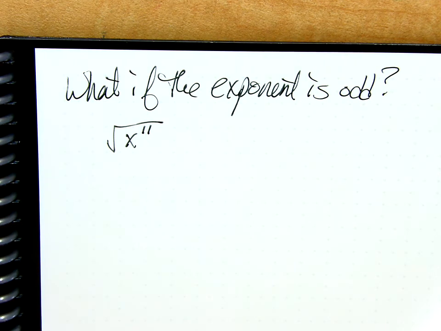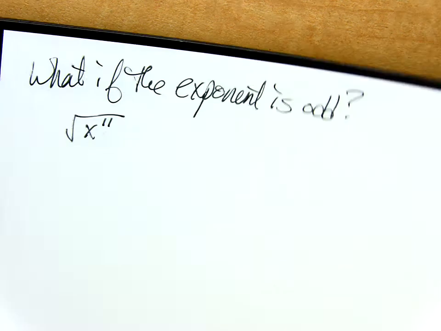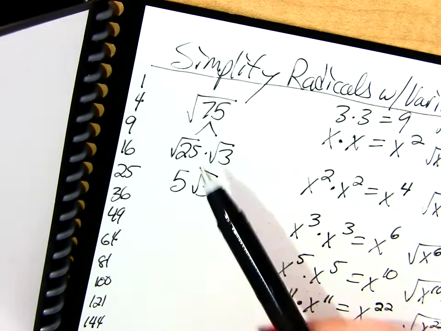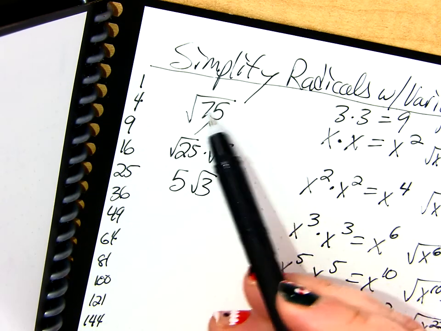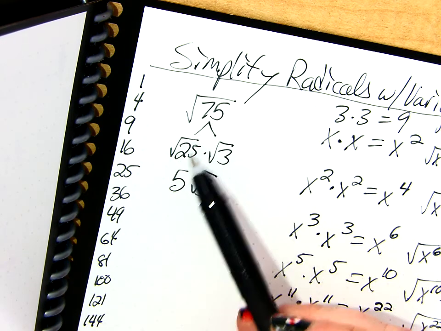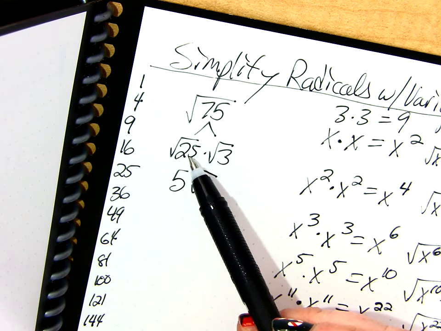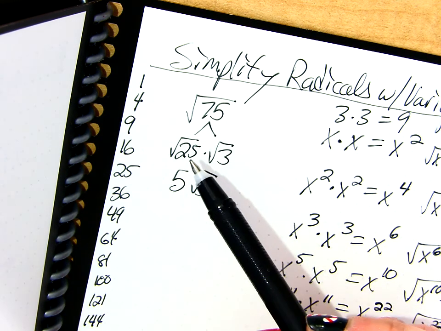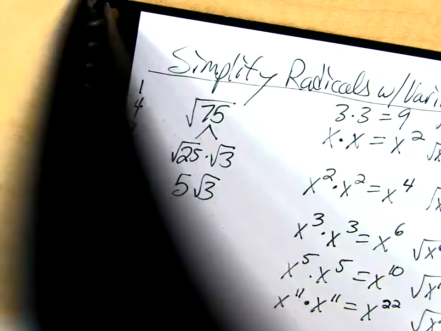Just like when I have a number in there that's not a perfect square, right? When we first started this lesson, we started with the square root of 75. That's not a perfect square itself, but I broke it up into the largest perfect square that does divide in, times whatever else I need to get back to 75. It's the same idea, but it's weird, okay?